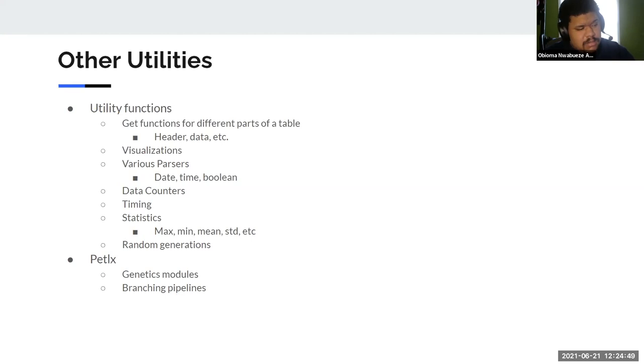And then they also have an extension, PETLX, that is specifically meant to contain anything that doesn't really have a place in the standard PETL code, but acts as an extension. One of the things that they have there is a bunch of tools for genetics. There are various programs for doing genetics that output in particular file formats, and you can load those into PETL using this PETLX framework and use that to do sort of DNA research. And then there also is support in PETLX for a sort of branching pipeline.